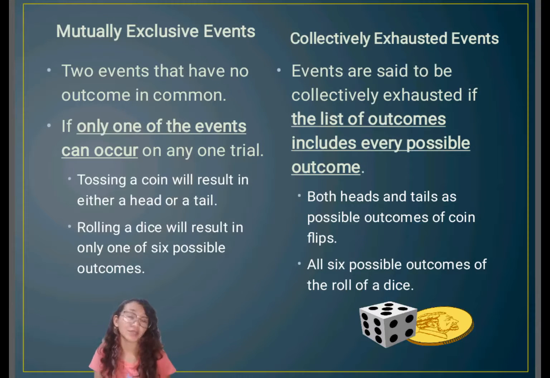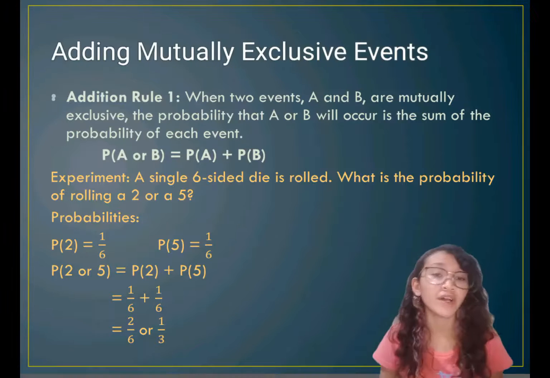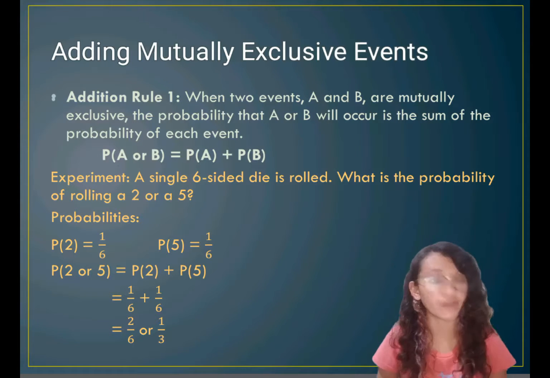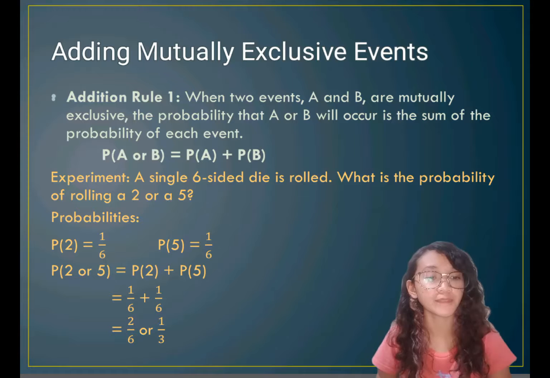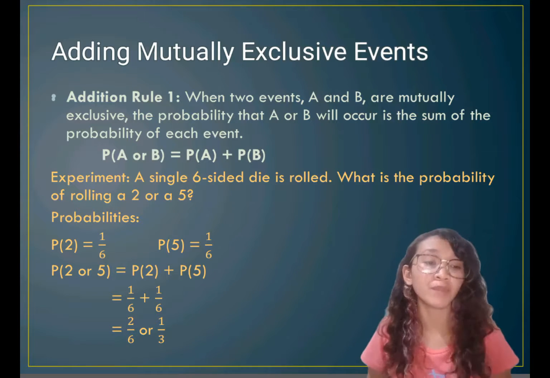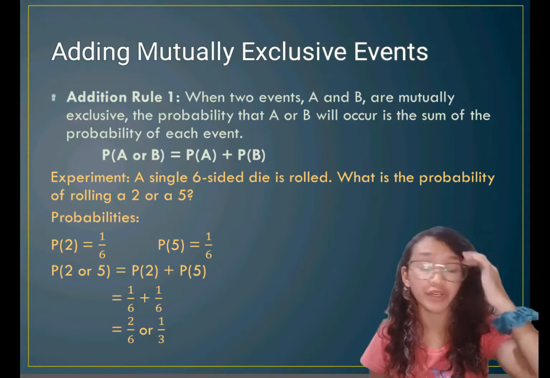Adding mutually exclusive events. Often, we are interested in whether one event or a second event will occur. This is often called the union of two events. When these two events are mutually exclusive, the law of addition is simply as follows: P(A or B) equals P(A) plus P(B). For example, a single 6-sided die is rolled. What is the probability of rolling a 2 or a 5? So here are the probabilities.